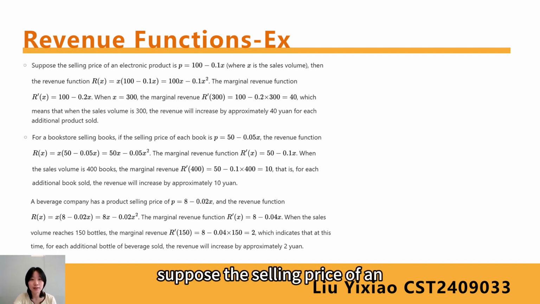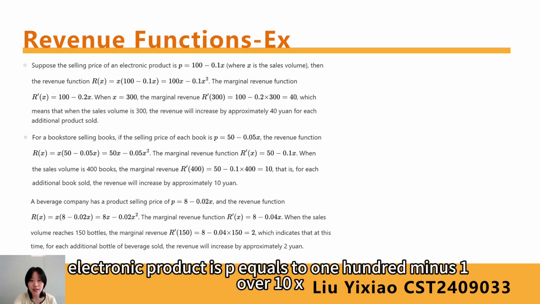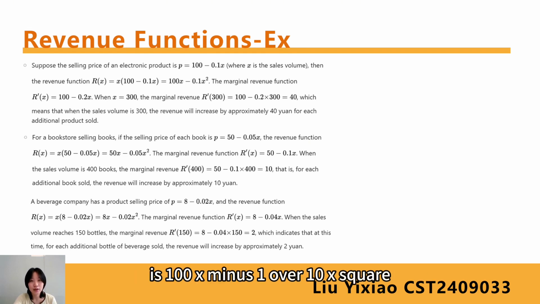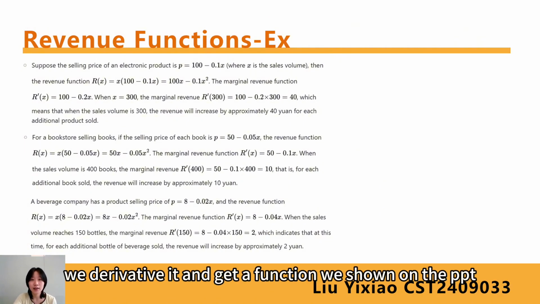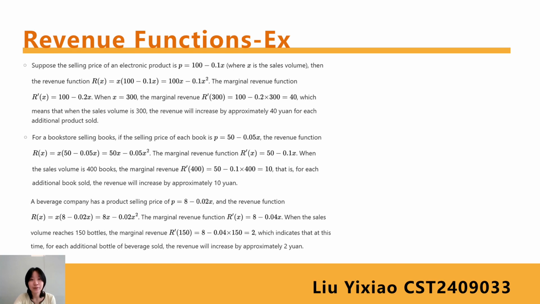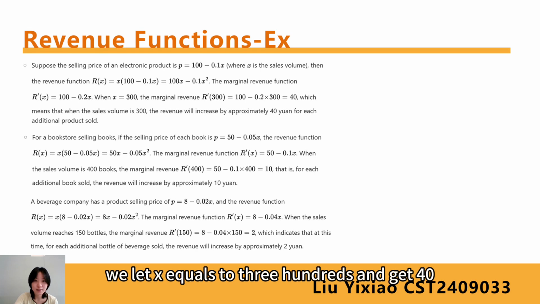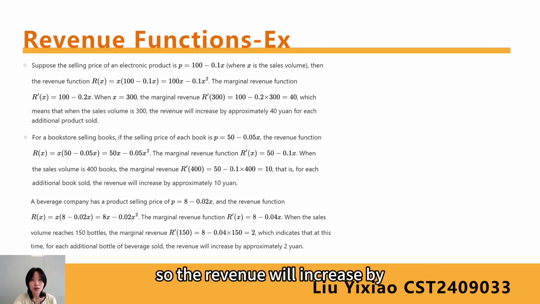Suppose the selling price of an electronic product is P equals 100 minus 1/10 x, where x is the sales volume. Then the revenue function is 100x minus 1/10 x squared. We differentiate it and get the function shown on the PPT. If we want to know how much we can earn after selling 300, we let x equal 300 and get 40. So the revenue will increase by approximately 40 yuan for each additional product we sell.